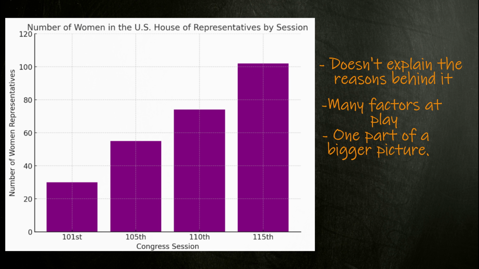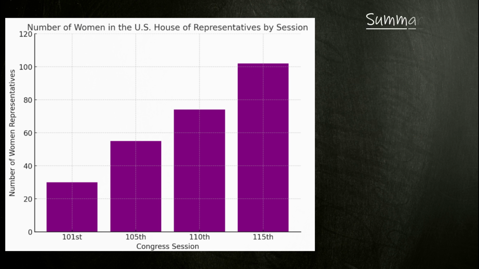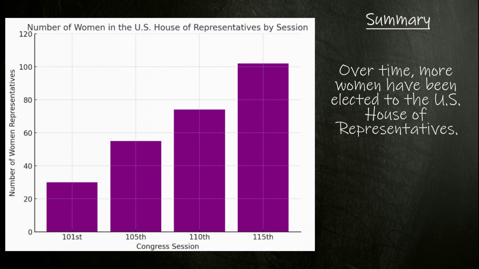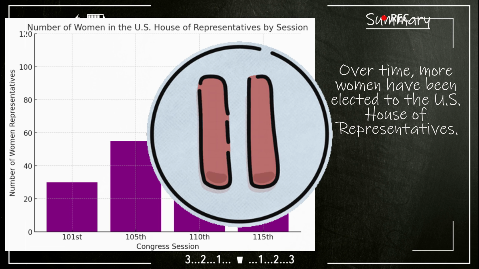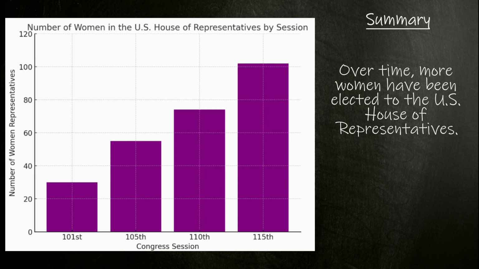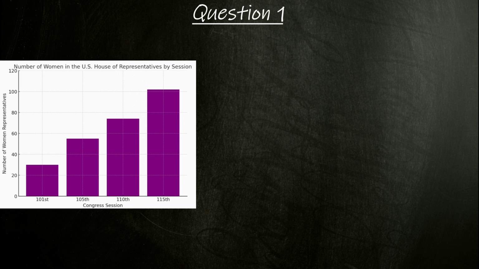Elections can be unpredictable. So, in summary, this graph shows that over time, more women have been elected to the U.S. House of Representatives. It's an encouraging sign of change, and it will be interesting to see if this trend continues in the years ahead. Now, pause the video and take a moment to carefully review the data. Okay, now that you've reviewed, let's think about what the question is asking.